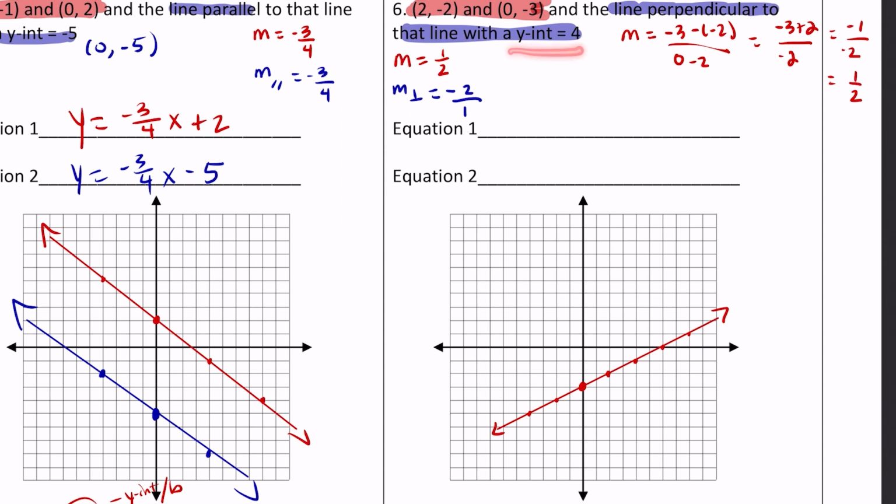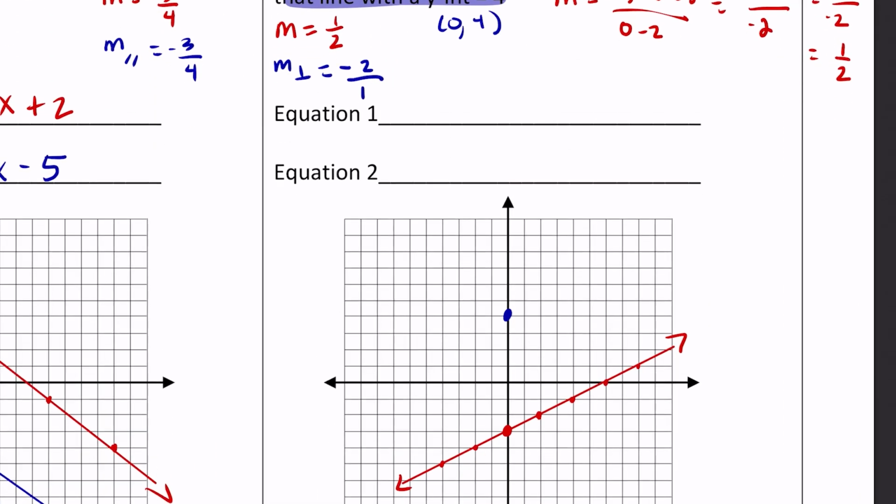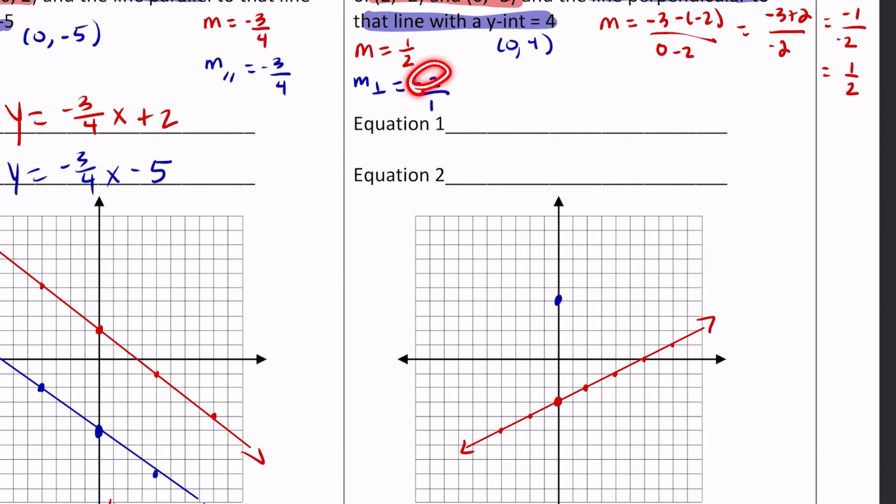I have a y-intercept of 4, so that means 0, 4, right? So 0, 4 should be right here. And now I don't use this slope. I'm going to use my new slope that I figured out, perpendicular, correct? So using this point that's my y-intercept, I'm going to go down 2, right 1, down 2, right 1, and then connect. And that should intersect at a 90-degree angle.